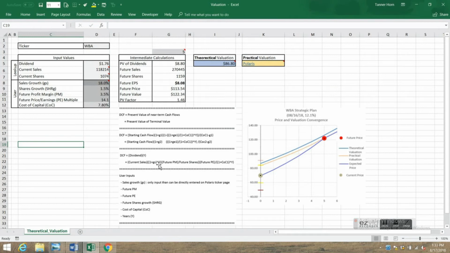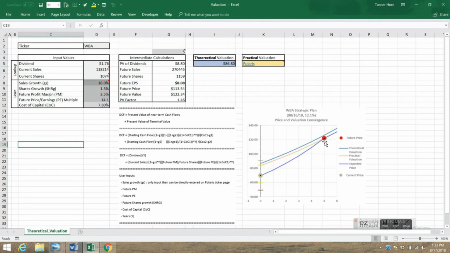You just take current sales times some growth you assume in those sales for the first, let's say, 5 years, then multiply it by a profit margin to get earnings, company-wide earnings in the future, divided by the expected future outstanding shares. And that's the earnings per share. Take it times a mean reverted PE, and that's a price in the future, and then discount it back to get a present value. That is shown over here in this graph.